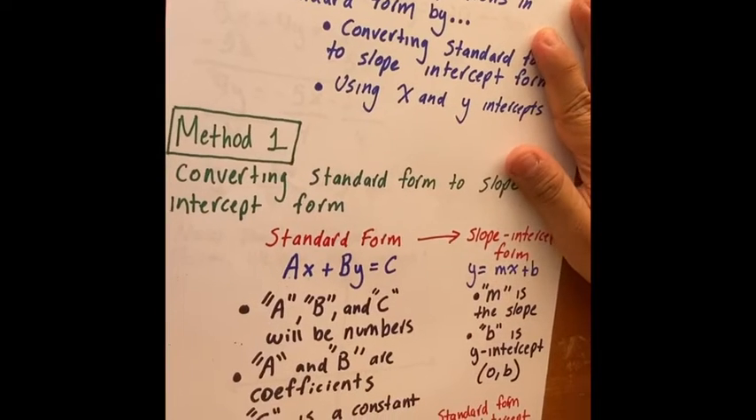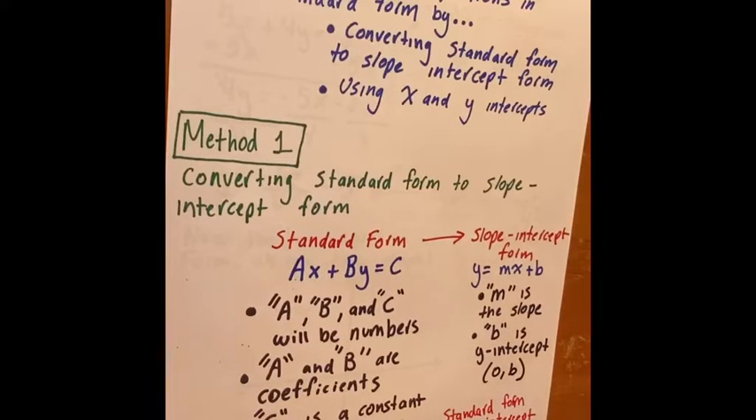Some examples of standard form and slope-intercept form are, if we take a look at the linear equation 3x plus 4y equals 5, I know it's in standard form because all of my x and y variables are on the left-hand side of the equal sign, and we have a constant on the right-hand side of the equal sign. So that's how I know that it is in standard form.